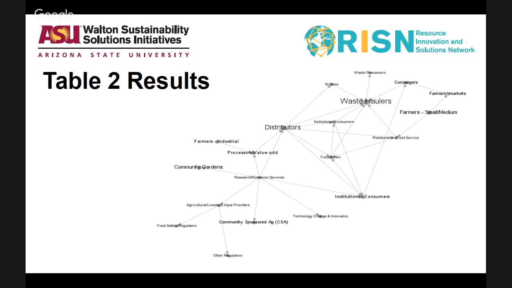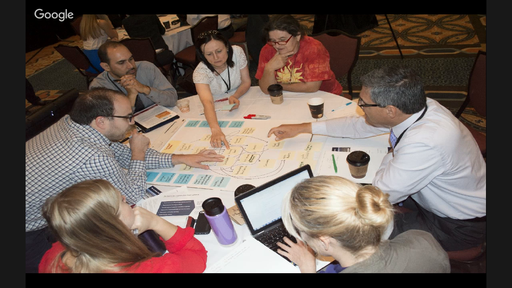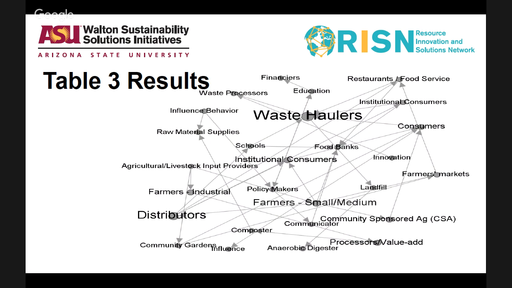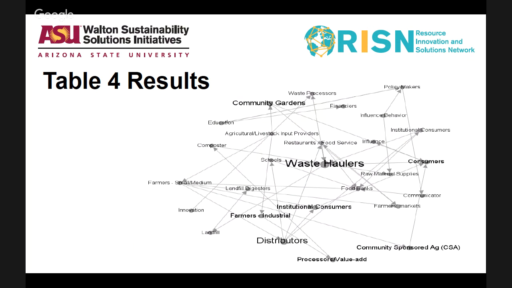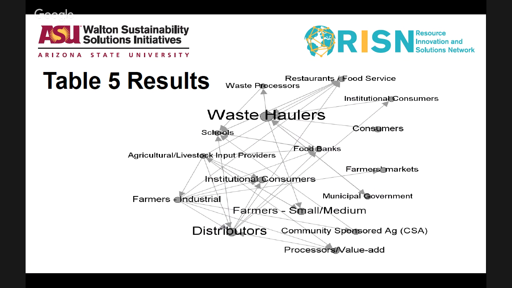Okay, so this is table 2. Again, you can see waste haulers and distributors being central to all the network. And then let's go to 3. Waste haulers and distributors again. This one had a few more connections between the different, and a few more actors that were involved. Table 4, similar patterns again, and then table 5. Again, distributors and waste haulers being central to it, institutional consumers being a big part as well.